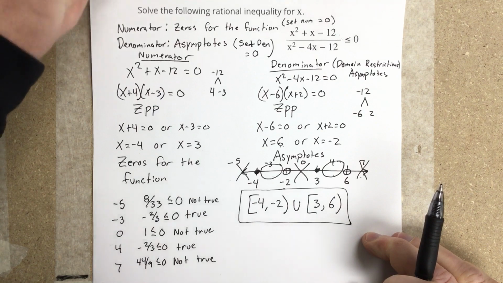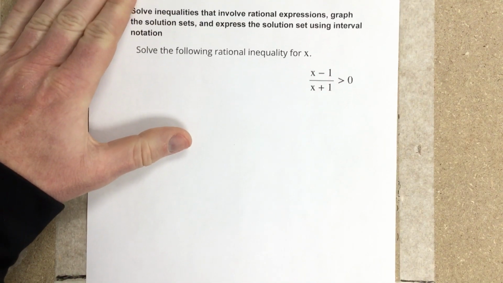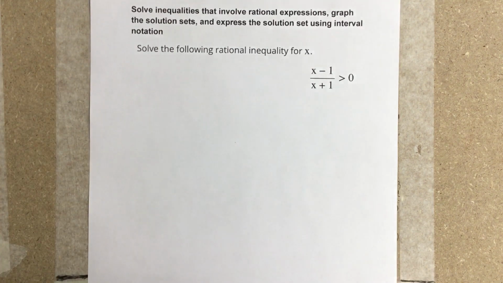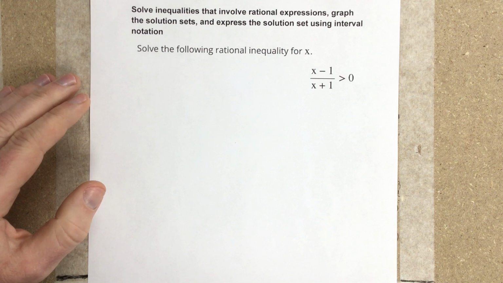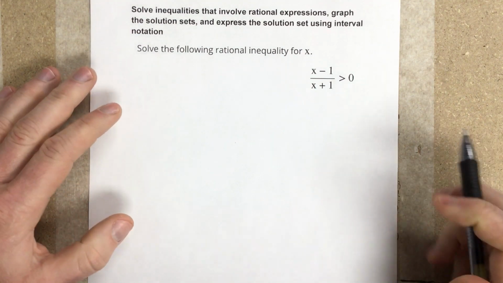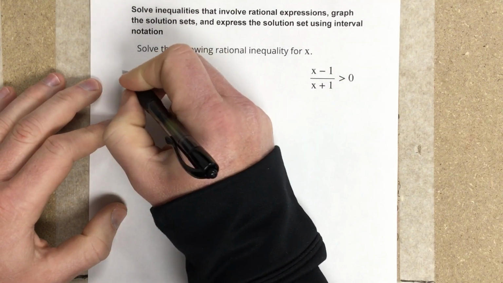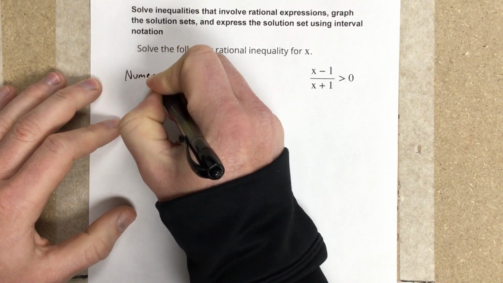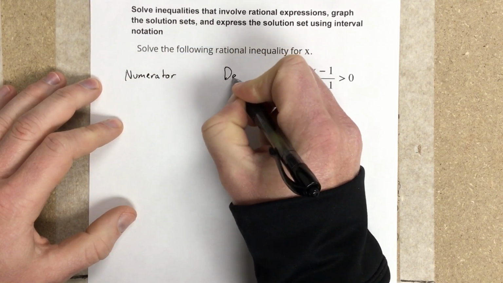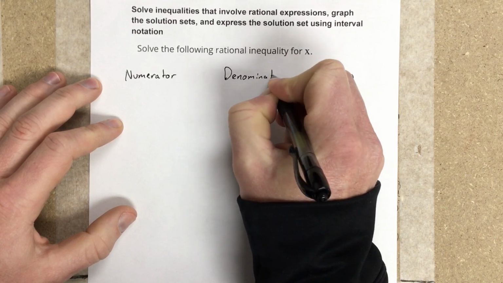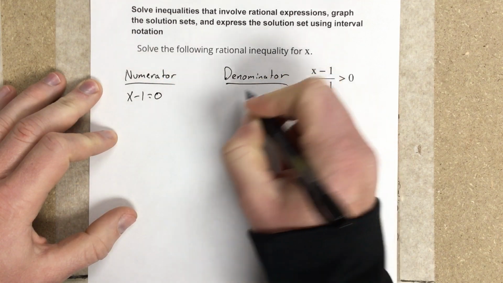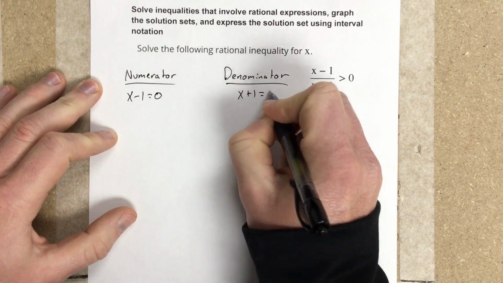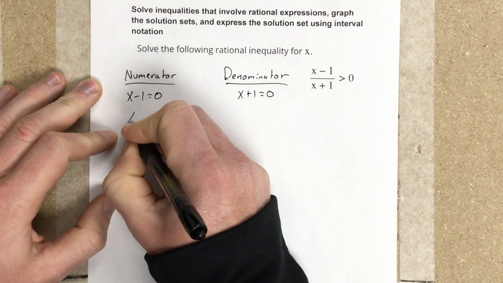Let's do a second example. This one looks a little bit easier. We'll have a little less going on in this problem. So, first thing we're going to do, again, like we did in the previous problem, is start with the numerator. And then we'll work with the denominator too. We'll set the numerator equal to 0, so x minus 1 is equal to 0. And then we'll set the denominator equal to 0 as well, x plus 1 equals 0. We add the 1 over, we get x is equal to 1.